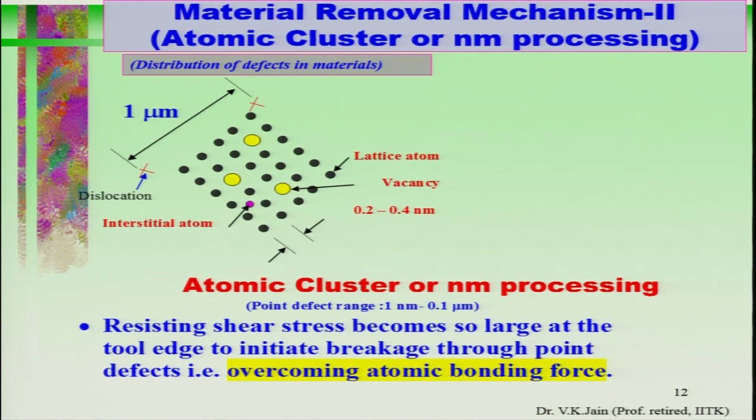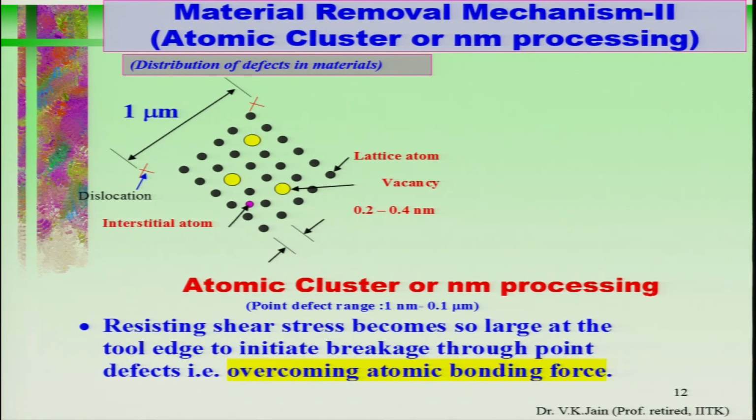However, in that case, if you see here, you have defects like interstitial defects, vacancies, etc. And so, the shearing or cutting of the material takes place along these defects. If you go still lower in the dimensions of the removal of the material, the strength becomes too high and it really becomes difficult to machine.